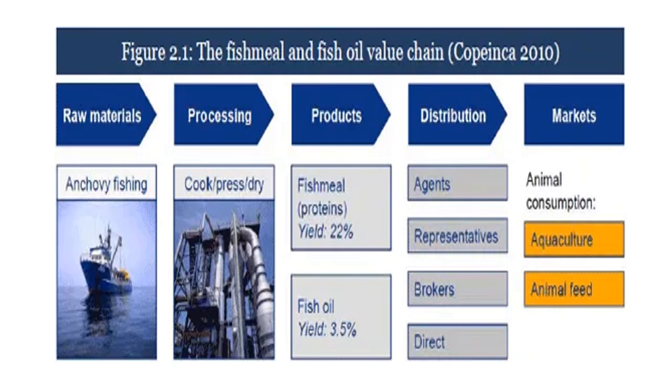So finally the product is fish meal, which has about 22% protein, so it is almost a dried meal, and the oil we can get is even up to 3.5% of the weight. Then it goes to distribution through agents, representatives, brokers, or direct distribution, and the final market is animal consumption, that is animal feeding or livestock feeding, especially poultry feeding and piggery. It is a very important ingredient as a source of protein.